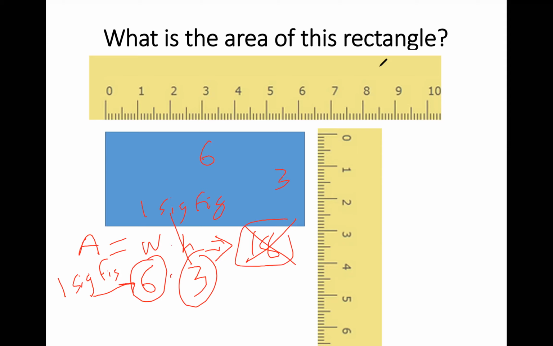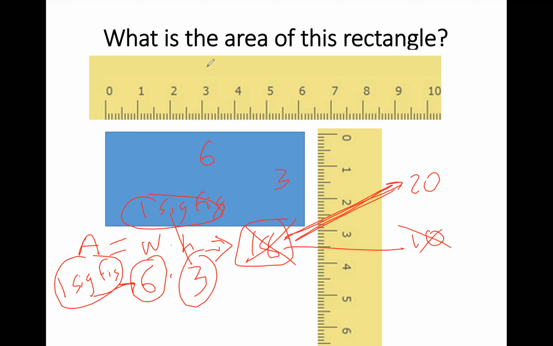So our calculator said 18, but we can only use one sig fig. So that means we could either round it down to 10, or up to 20. So which one is it closer to? Well, 18 is closer to the 20 than it is to the 10, right? So in this class, whenever we're working with measured numbers, 6 times 3 is not 18. In this class, 6 times 3 is 20, provided we're working with measured numbers.